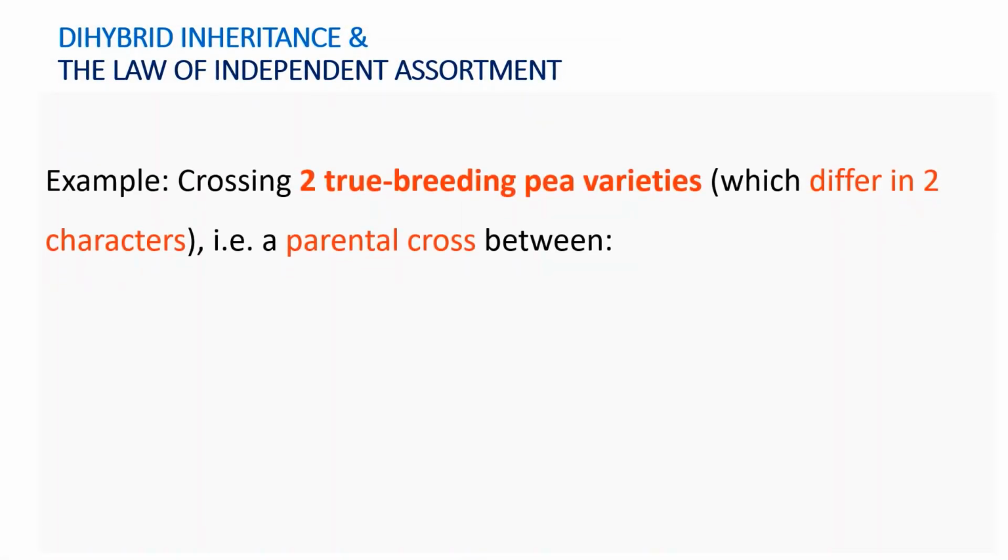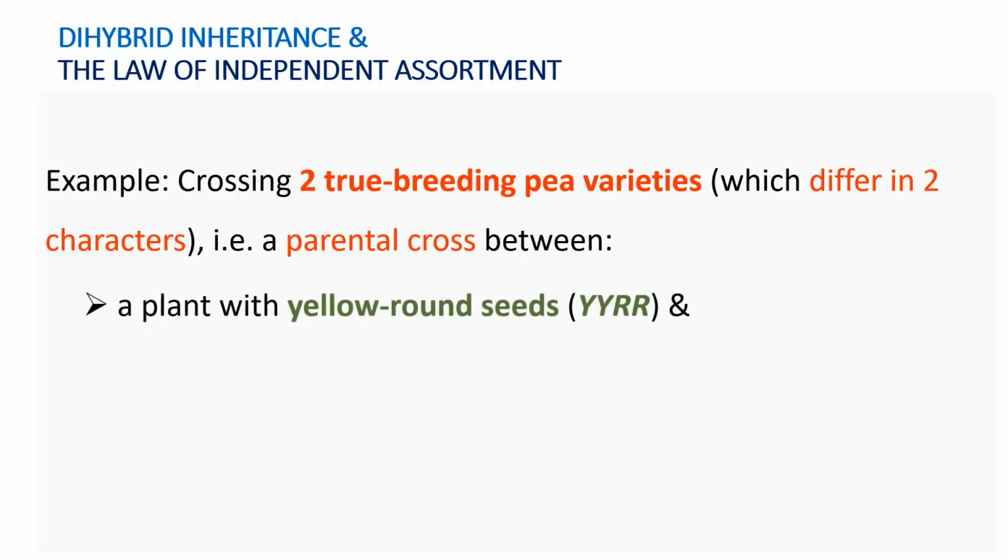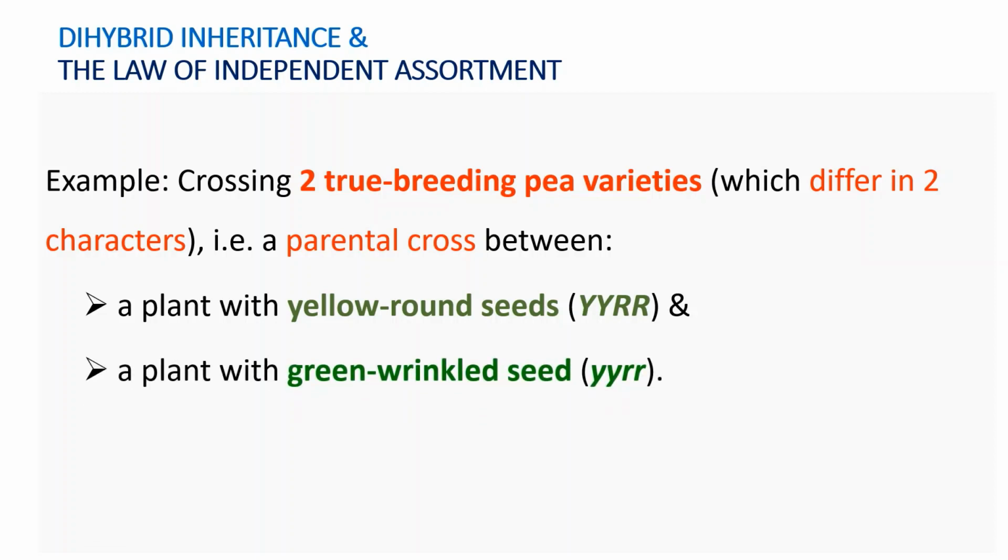For example, crossing two true breeding pea varieties which differ in two characters. For example, a parental cross between an individual with yellow round seeds, which is homozygous dominant for both alleles, and another individual with green wrinkle seeds, which is homozygous recessive for both alleles.